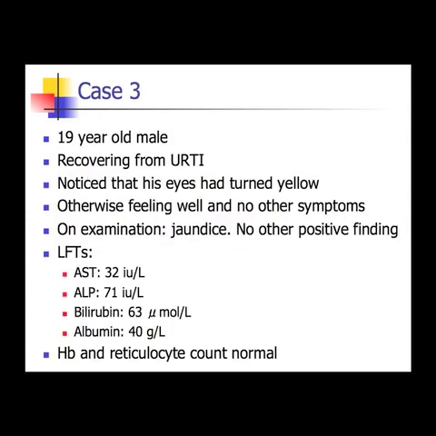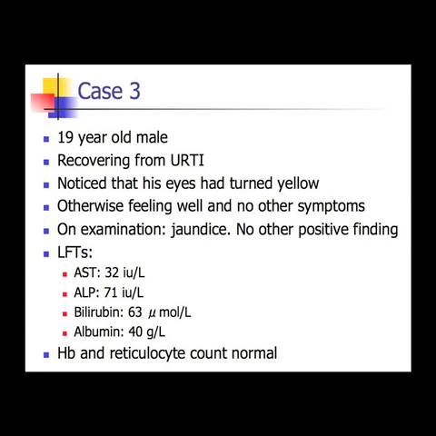So the final case we're going to be looking at is a 19-year-old male. He's recovering from an upper respiratory tract infection, and his girlfriend has noticed that his eyes have turned slightly yellow. He's otherwise feeling very well. He's got no other symptoms. On examination, you've confirmed that he is indeed clinically jaundiced, but you can't find any other positive findings such as hepatomegaly or any other worrying features.